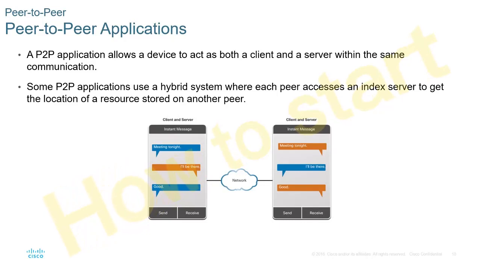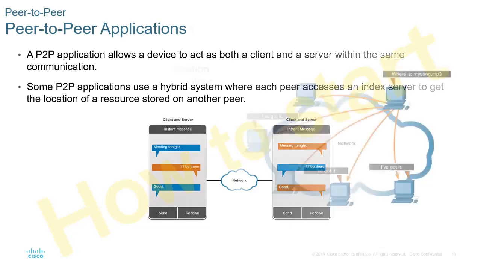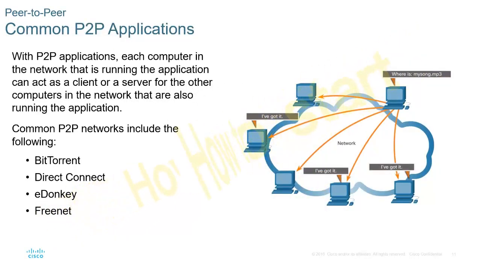Basically, peer-to-peer applications allow devices to act as both, and so sometimes these are called hybrid systems. They can both send and receive. They can both be a server and request resources. Common peer-to-peer applications are torrents, for example. I can ask, who has this file? And I can reach out to all of my peers. The people that have those files would then respond. Not all torrents are illegal.